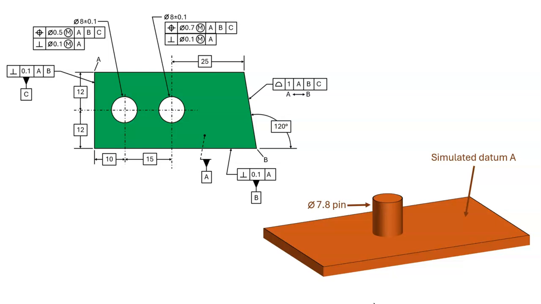This slide shows the gauge for the perpendicularity tolerance for each hole. The gauge has a surface to contact datum feature A, and it has a virtual condition pin to go through the hole. The gauge has only one pin. It can only gauge the perpendicularity of one hole at a time.